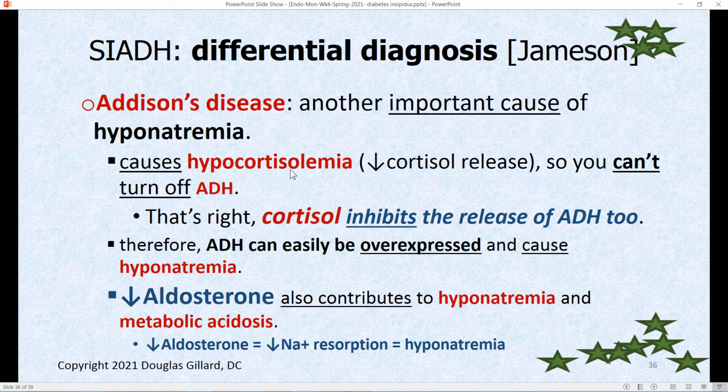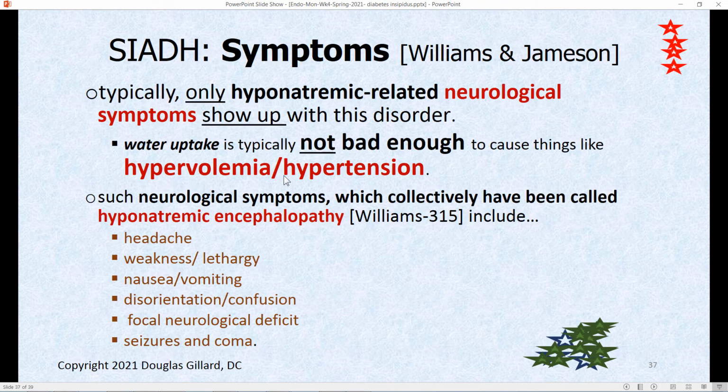Also, you're not going to secrete cortisol. Remember, cortisol is important to turn off magnocellular neurons. It has receptors for cortisol and turns it off. So if you have no cortisol around, there's no reason for magnocellular neurons not to secrete ADH. Strong differential diagnosis.